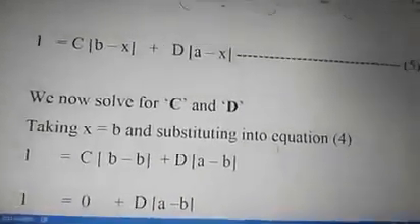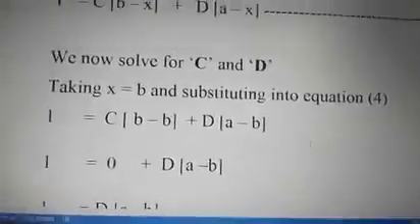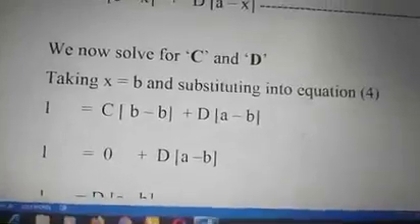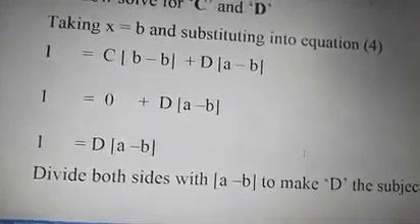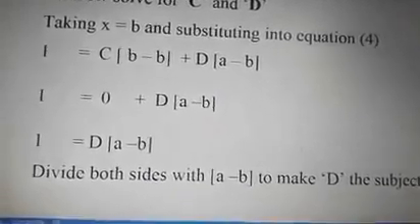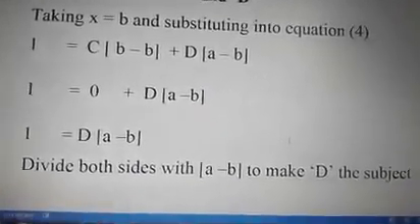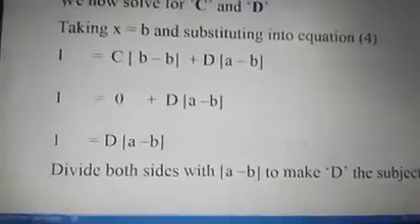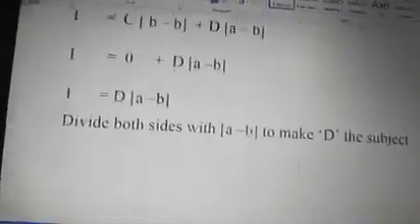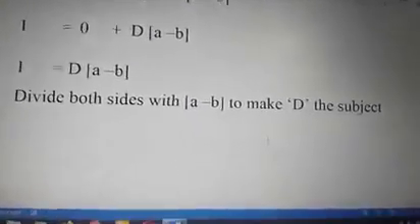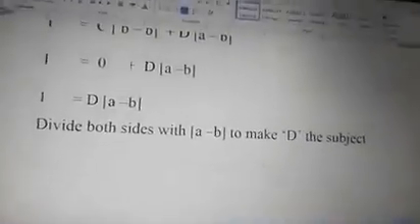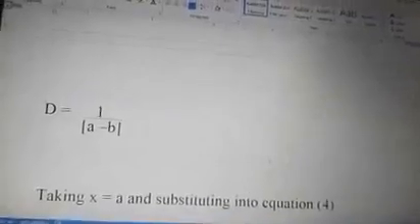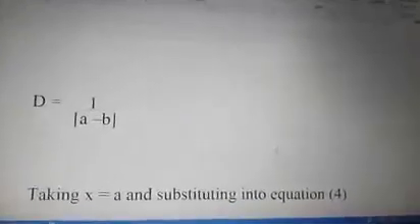By so doing, we want to eliminate C. So 1 equal to, we now have 1 equal to, then 0. Well, how come 0? B minus B is 0. So 0 times C gives us 0, plus D into A minus B. So we're now left with 1 equal to D into A minus B. Divide both sides by A minus B to make D the subject. So by so doing, our D is now 1 all over A minus B.